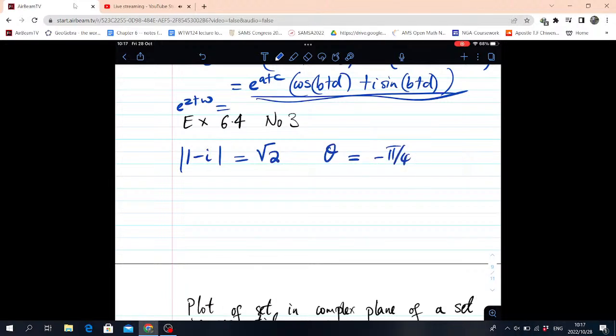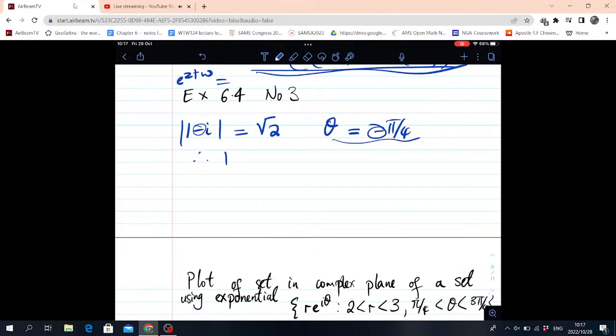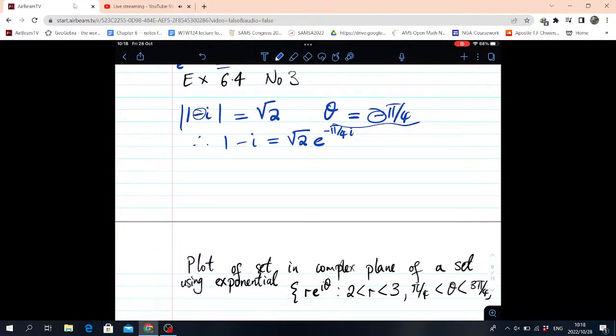We now know how to do this. You can find the theta pretty easily, and again, remember that the sign there would be the same as the sign there. So therefore, 1 minus i can be written as the square root of 2, which is our r, and then e to the theta i, and in this case, theta is minus pi over 4, so e to the minus pi over 4 i, like that. And that is our complex number in polar form, r e to the theta i.